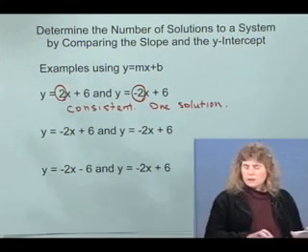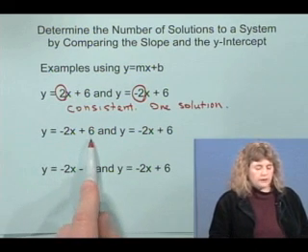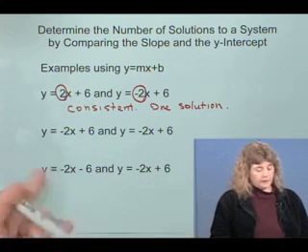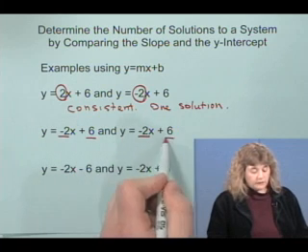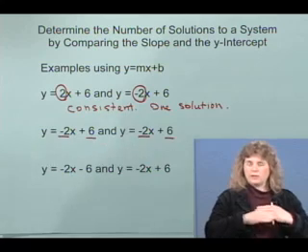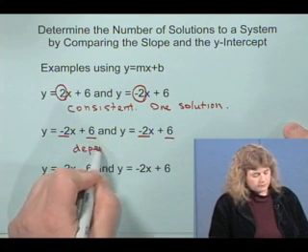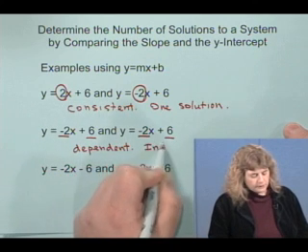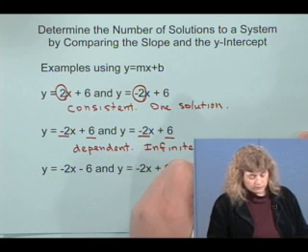Let's consider one that looks almost the same. All of these look pretty close to each other. What about y equals negative 2x plus 6 and y equals negative 2x plus 6? Well, they have the same slope, and they have the same y-intercept. So if we were to graph these two lines, we'd end up with two lines right on top of each other. This is a dependent system, and there are infinitely many solutions. The whole line is the solution.